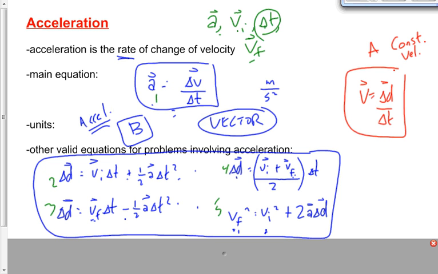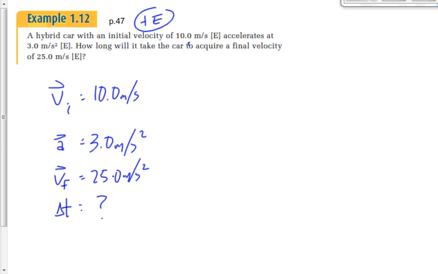Okay, Ryan, which one are you committing to? Doesn't matter if you're picking the right one. Don't worry about it. 4? Okay. So D is equal to (VI plus VF) over 2 times T. Let's try that. Glad you picked that one, Ryan.